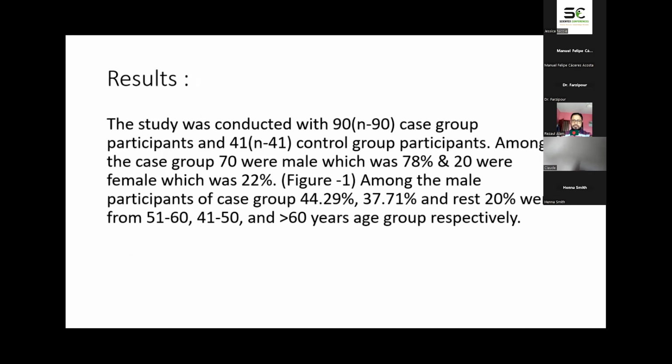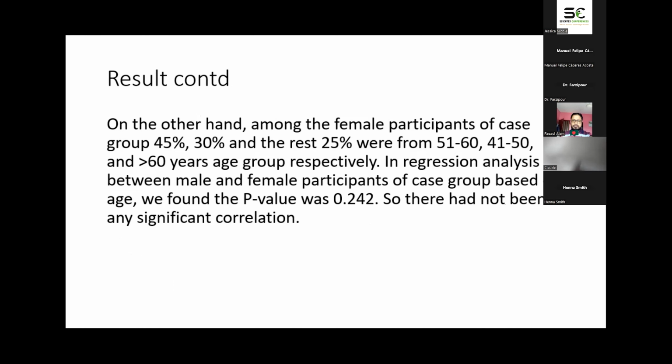Here we see the most population within the 41 to 50 and 51 to 60 years. On the other hand, among the female participants of the case group, 45%, 30%, and the rest 25% were from the 51 to 60, 41 to 50, and more than 60 years age groups respectively.